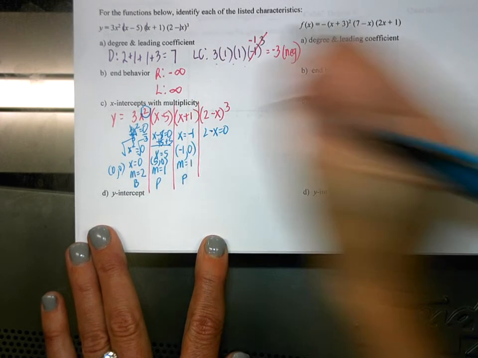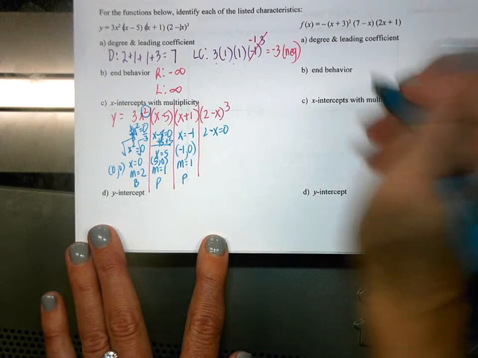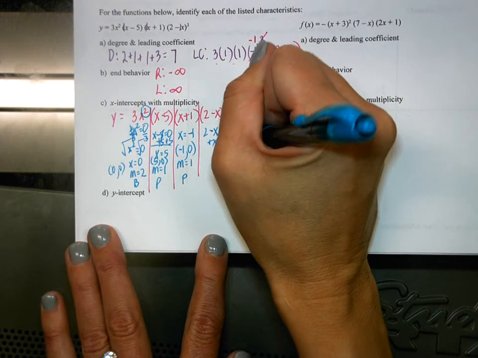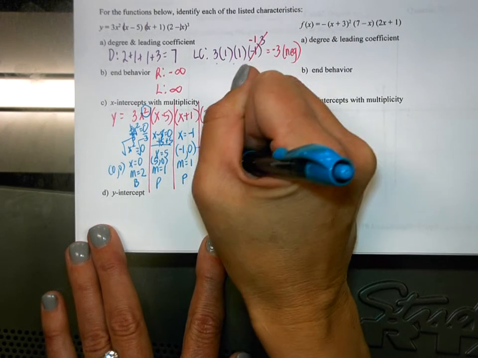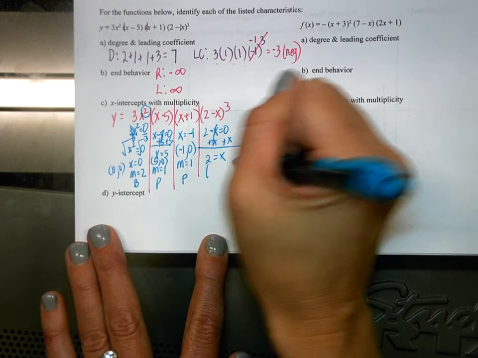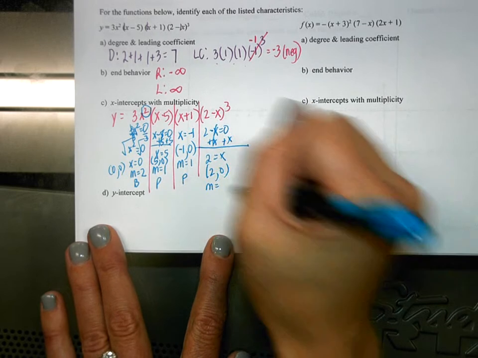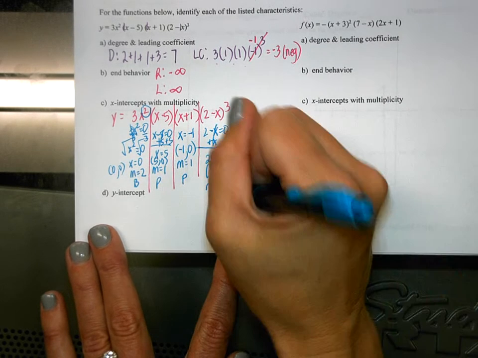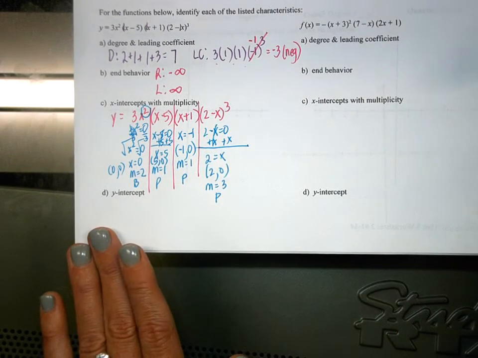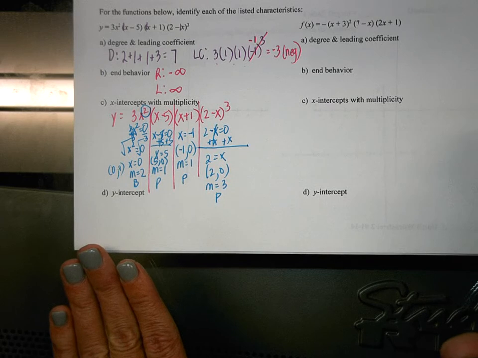This one, sometimes you might have to think a little bit more, so you might actually want to show your work by adding x to both sides. I end up getting 2 equals x, so that ordered pair is 2, 0, and this has a multiplicity of what? Which means it passes through. Okay, questions there?